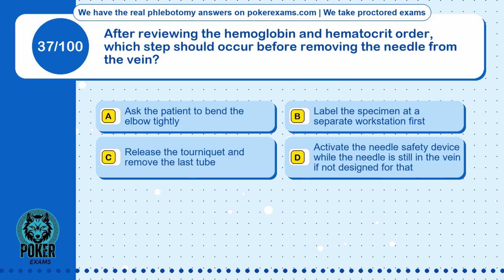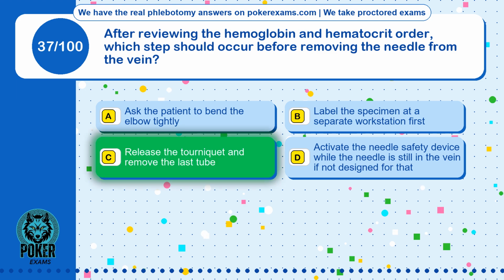Question 37. After reviewing the hemoglobin and hematocrit order, which step should occur before removing the needle from the vein? Option A, ask the patient to bend the elbow tightly. Option B, label the specimen at a separate workstation first. Option C, release the tourniquet and remove the last tube. Option D, activate the needle safety device while the needle is still in the vein if not designed for that.